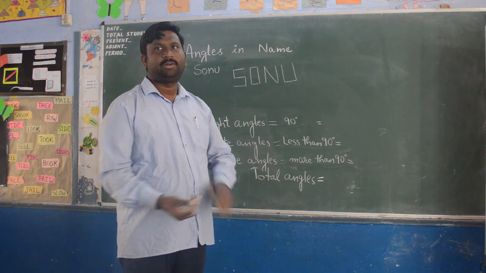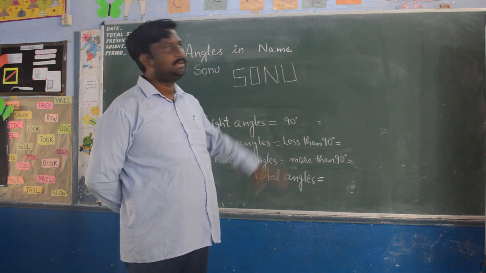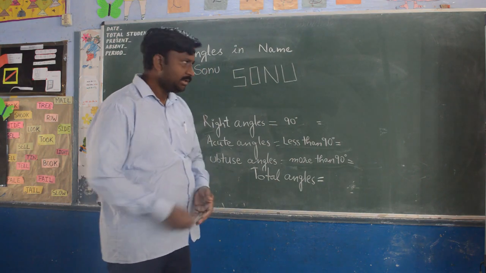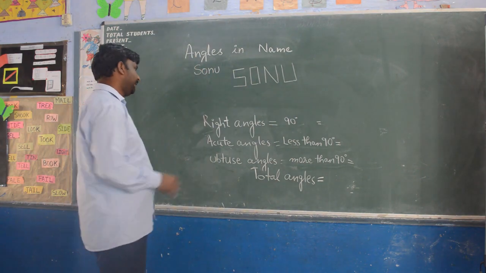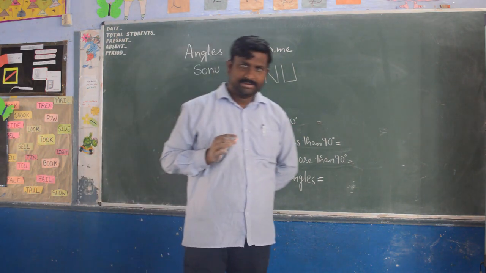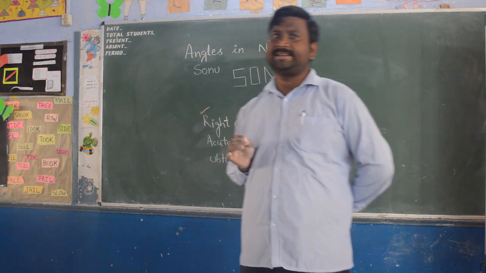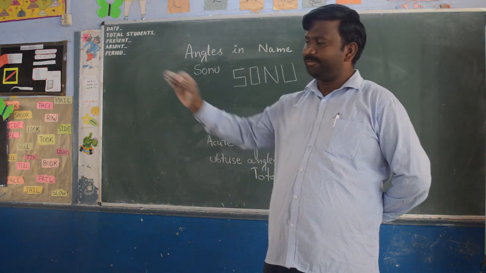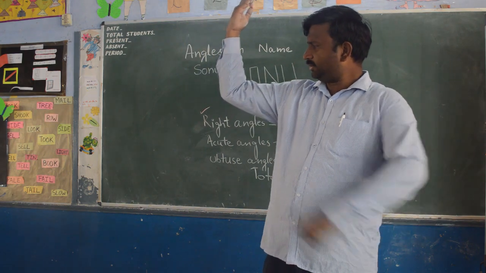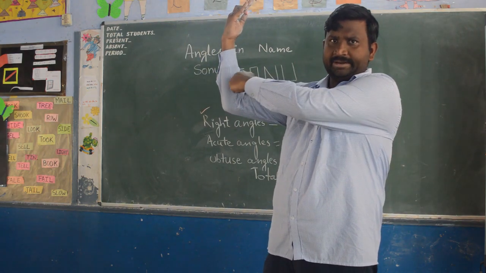So, in order to count angles, first you are supposed to write any name in straight lines. Okay. Now, I can write angle. What is a right angle? A right angle is the angle which has exactly 90 degrees. If you straighten your arm and just fold it like this, it will be 90 degrees.